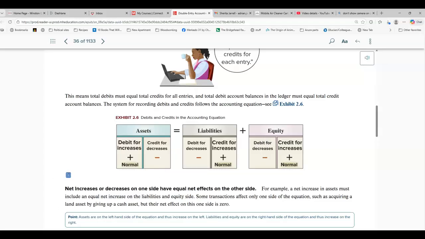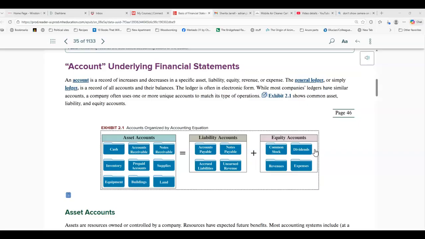But let me show you something. Back to this. Remember, liabilities, all of these increase the right side of the equation, right? So all these are going to be increased on the right or credit side of the account and decreased on the debit side of the account. Common stock and revenues follow the same pattern. They increase equity accounts, so they would be increased on the credit side, decreased on the debit side. They increase on the right, decrease on the left.